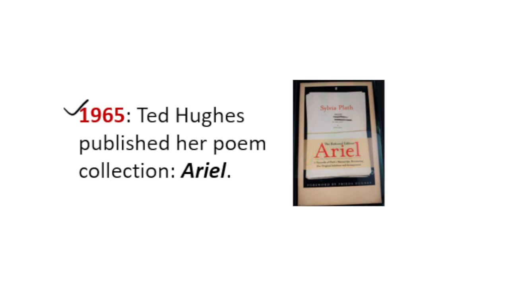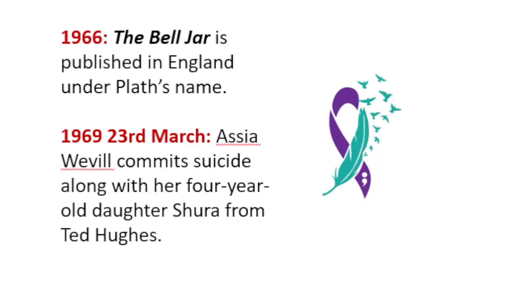1965, Ted Hughes publishes her poem collection, Ariel. 1966, The Bell Jar is published in England under Plath's name. Previously, it was published under a pseudonym, Victoria Lucas. Do you remember? Now it is published in Plath's name in 1966. 1969, 23rd March, Assia Wevill commits suicide. It is very sad and unfortunate.